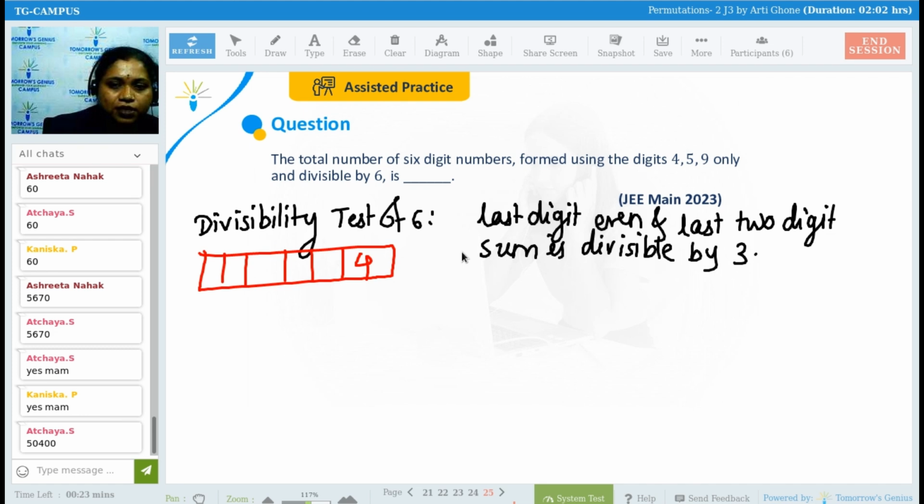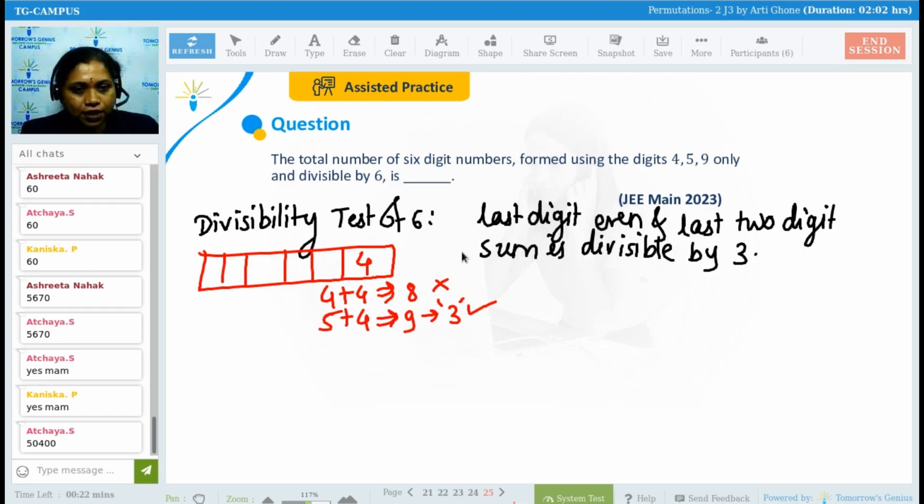Okay. So now just understand the table of 6. 4 comes at the last, and with the 5s. Now 4 plus 4 is 9, sorry, is 8. So that is not divisible. But 5 plus 4 is divisible, it sums to 9, so it is divisible by 3 also. Clear? So this one is not acceptable, but this one is acceptable.